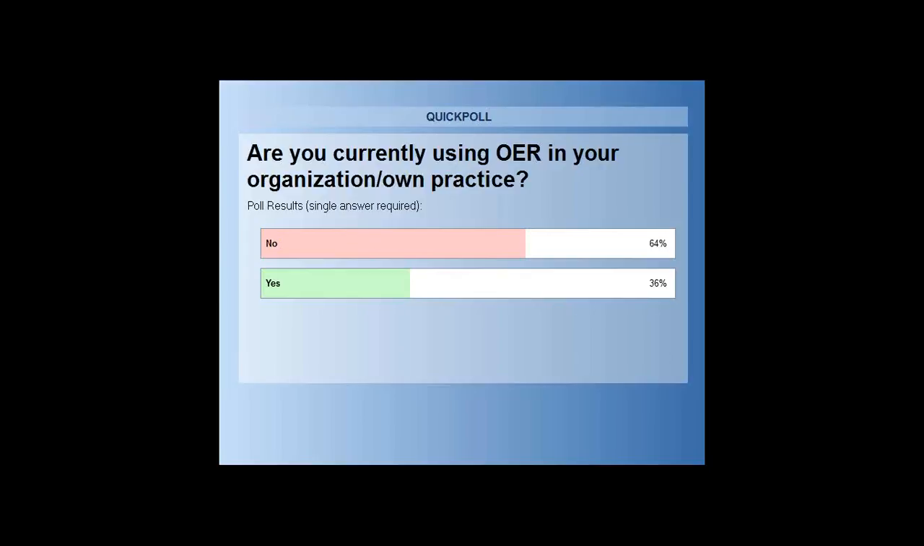64% say they are not using open education resources, and 36% say they are using open education resources somehow. So, quite interesting. Okay, let's continue from here. Very interesting discussion. All right, back to you, Archana.